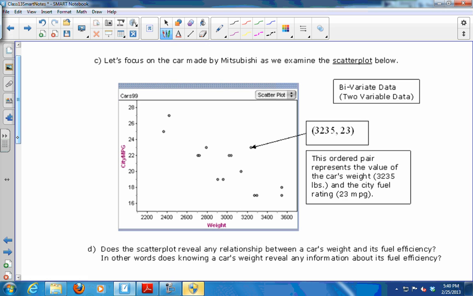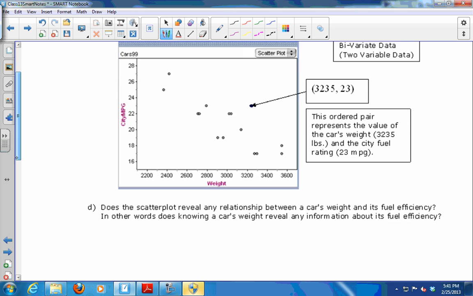All right, so first we're going to focus on, here is a scatter plot. I put all the data, and I put weight as the X variable and city miles per gallon as the Y variable. So this point right here is 3,235, 23. That means 3,235 pounds, 23 miles to the gallon. Okay, and that's the data for the Mitsubishi.